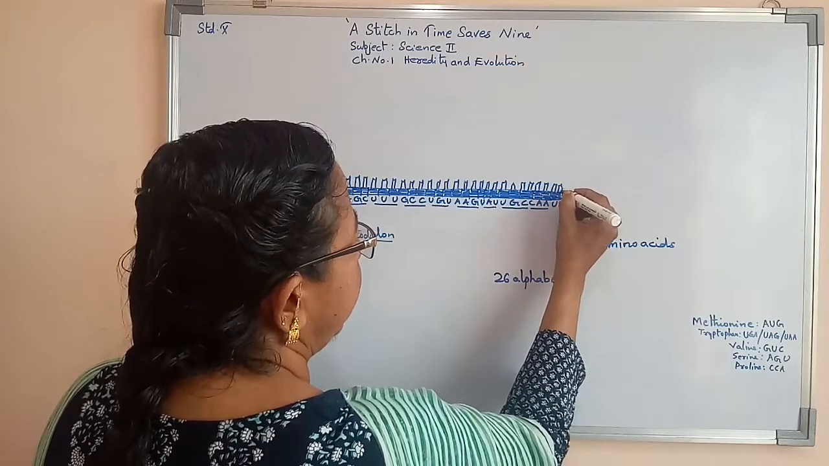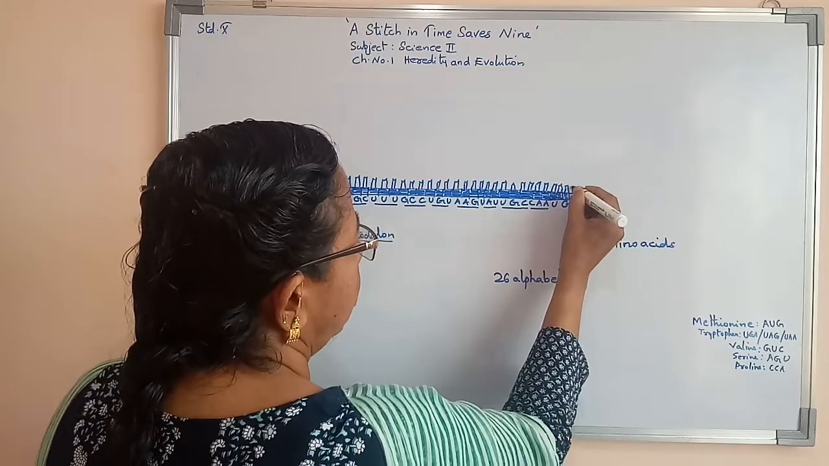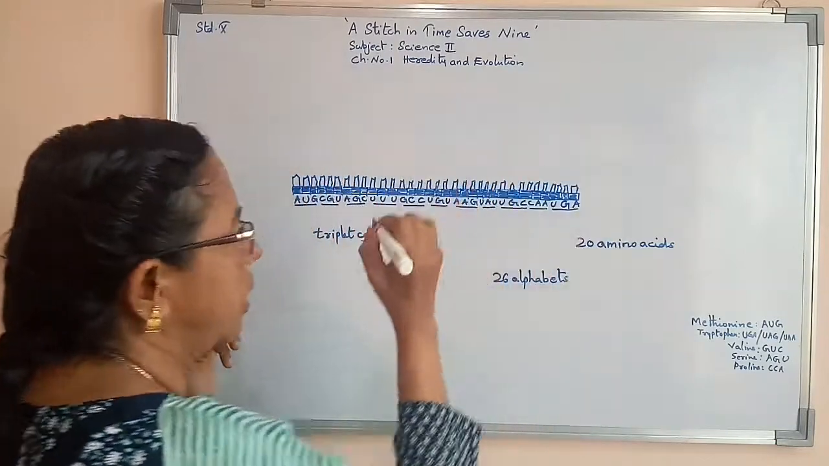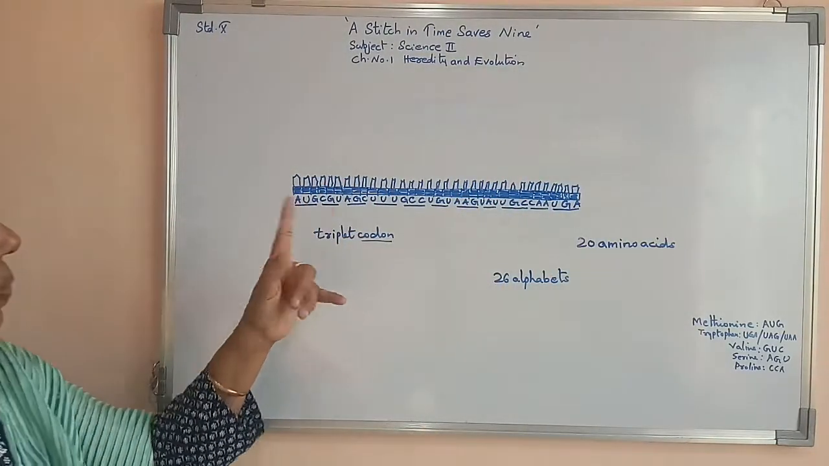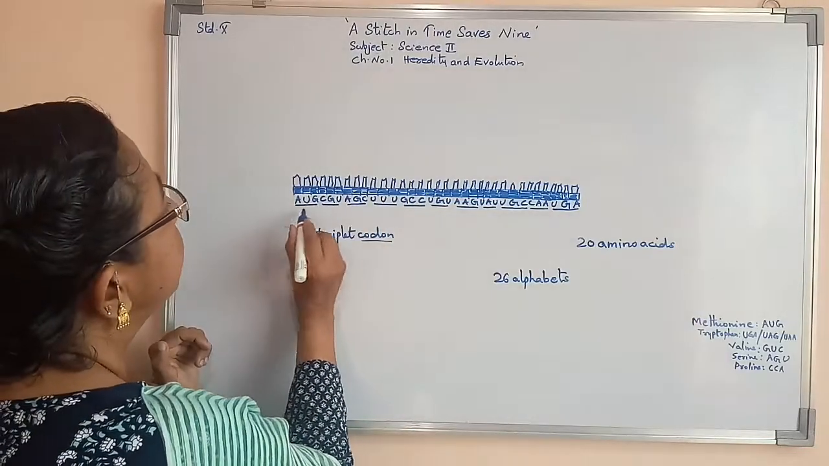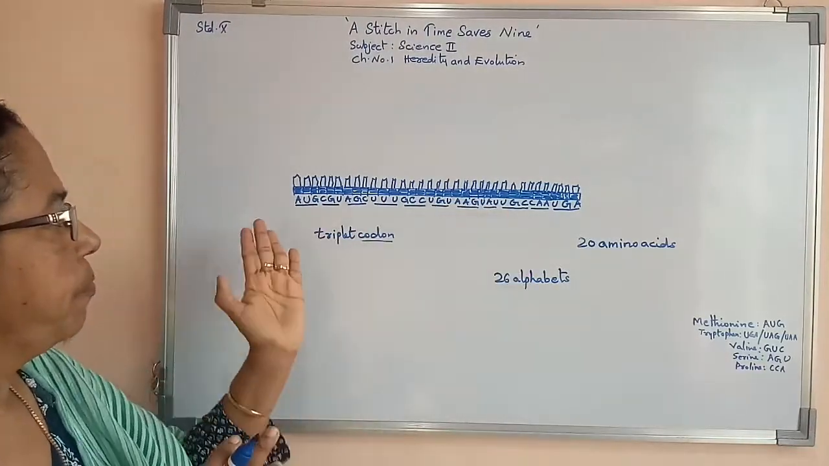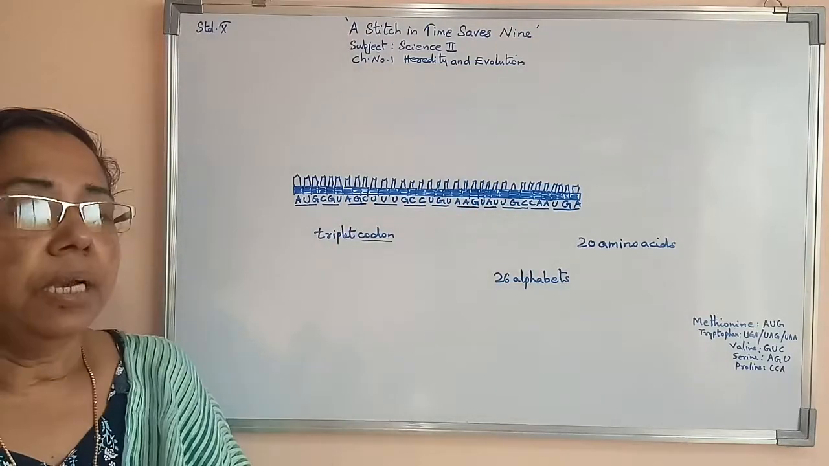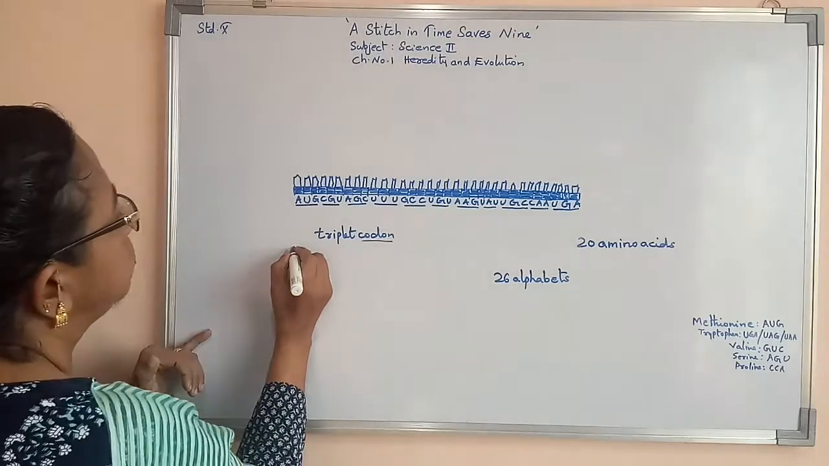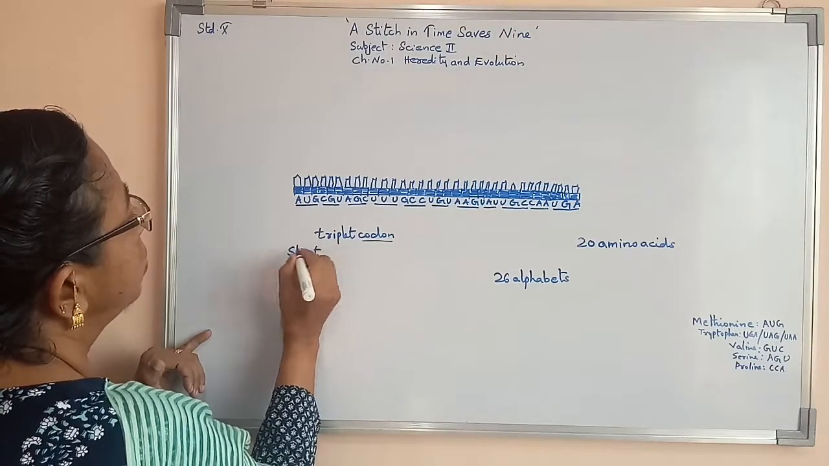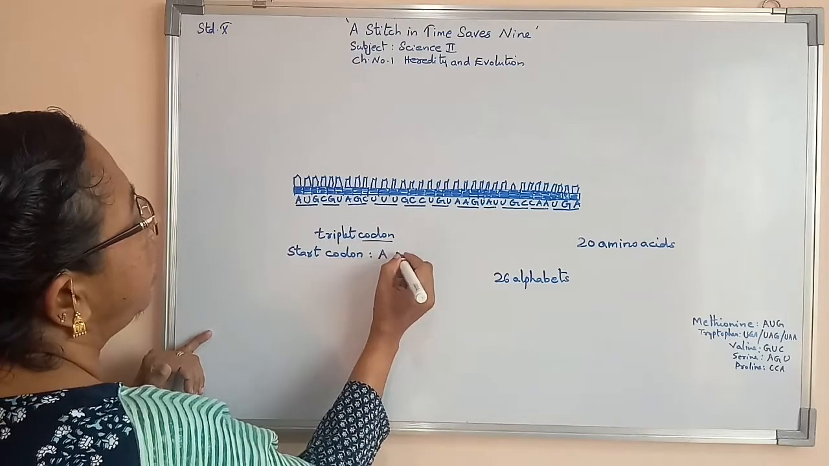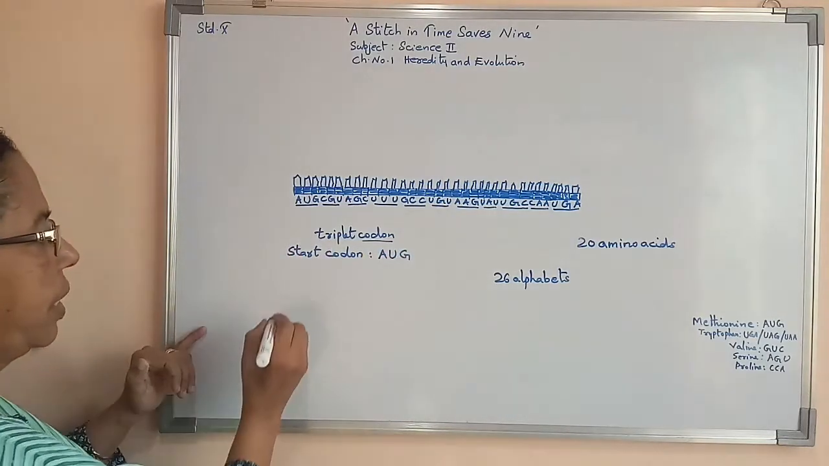So here again I am making the sequence of codons. Now I made three triplet codons here, any sequence, but one thing we have to take care of: the start codon should be AUG.